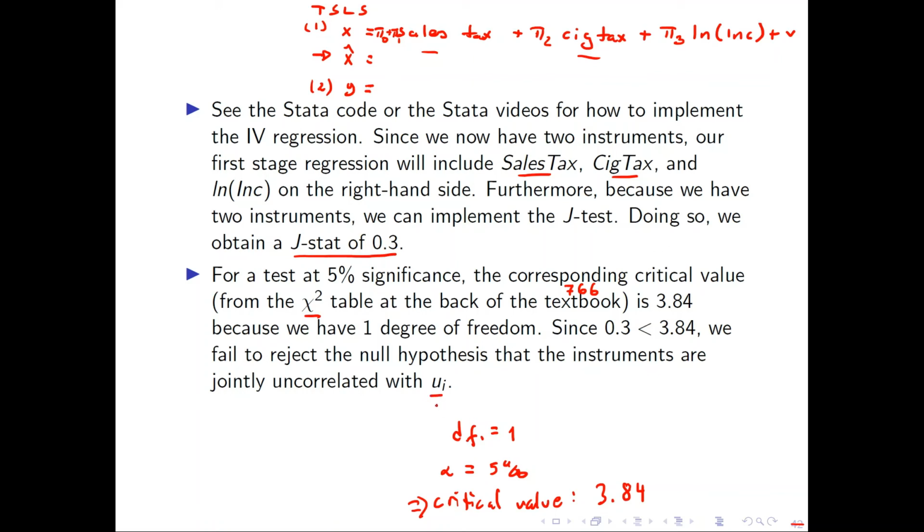regression error terms. So we use these variables, the sales tax and cigarette tax, to extract the information in x which is uncorrelated with the error term. And this makes us able to estimate the proper slope for the effect of x on y.